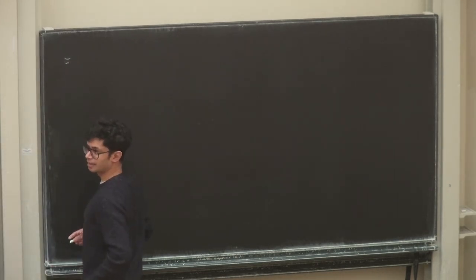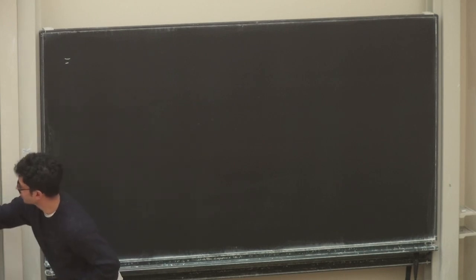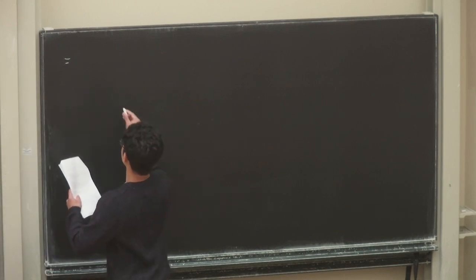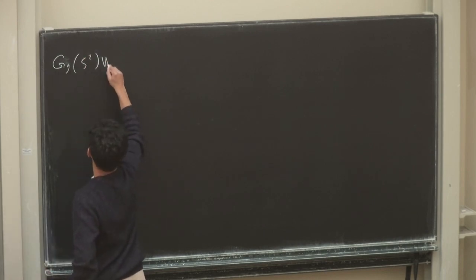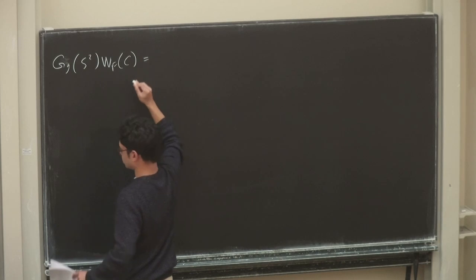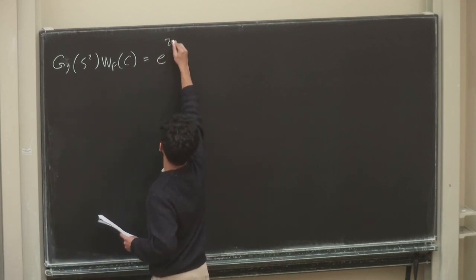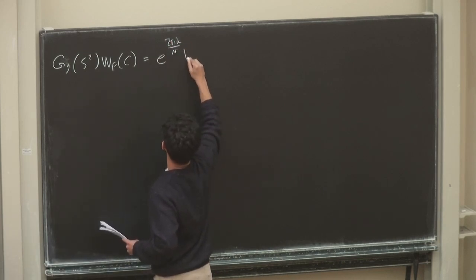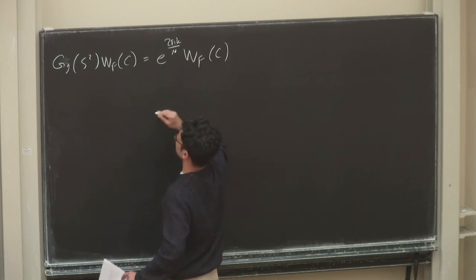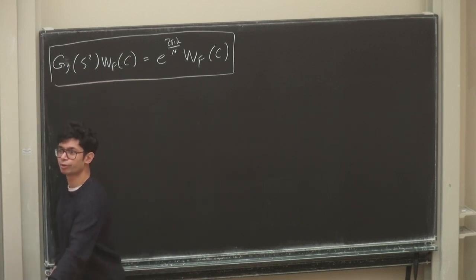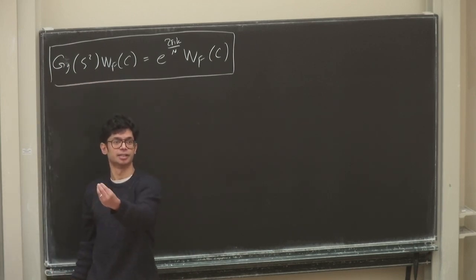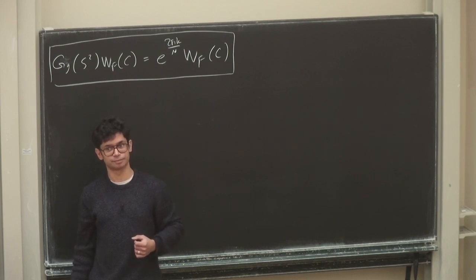If I take the trace in the fundamental of that group element, I of course just get n times e to the 2 pi i k over n. The trivial element gives me n, so the n's cancel, and I just get the overall phase in the end. So let me write down the rest of the formula. S2 W_F of C equals e to the 2 pi i k over n W_F of C. So this is what we find. This is what happens if you take the equivalent surface operator and collapse it on a fundamental Wilson line. It picks up an overall phase.